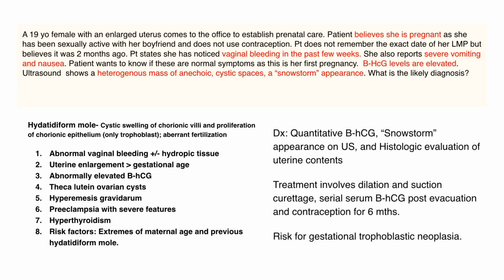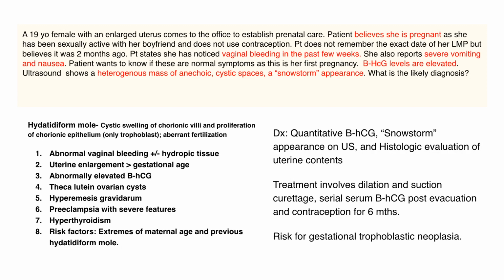So now we have a 19-year-old female with an enlarged uterus who comes to the office to establish prenatal care. The patient believes she is pregnant as she has been sexually active with her boyfriend and does not use contraception. She does not remember the exact date of her last menstrual period, but she believes it was 2 months ago. She has noticed vaginal bleeding in the past few weeks. She also reports severe vomiting and nausea. She wants to know if these symptoms are normal as this is her first pregnancy.